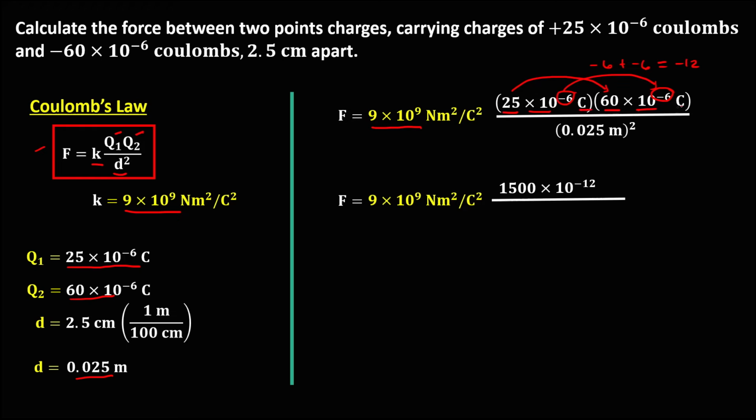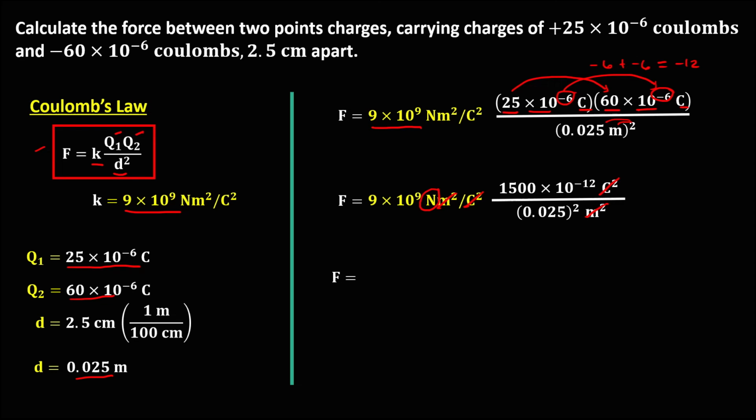Then coulombs times coulombs, that's coulomb squared. Then for this denominator, we can distribute this exponent. So this becomes 0.025 squared, then meter squared. Then we can cancel this meter squared and also this coulomb squared. So the remaining unit is in newtons.